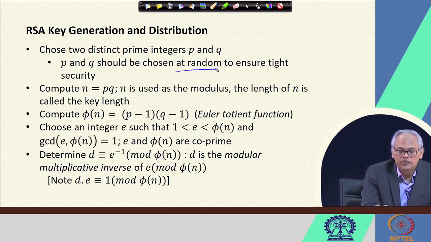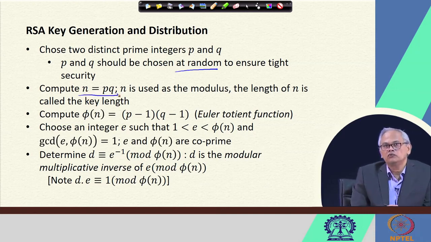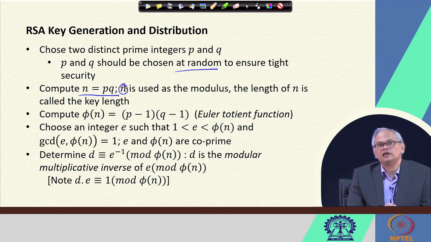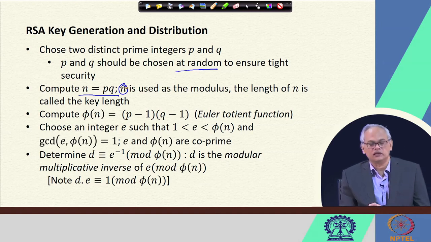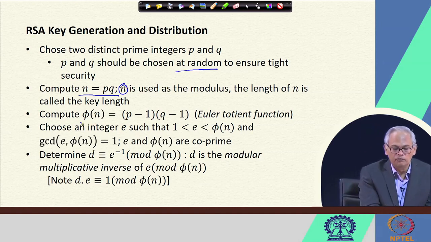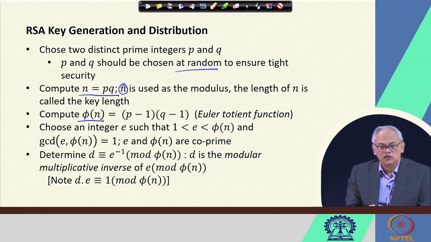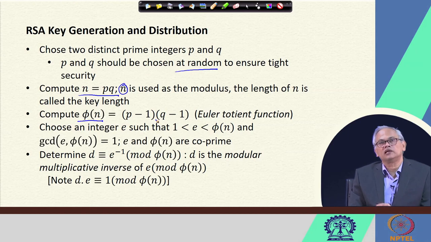Then the steps are easy. We compute n equal to p times q, where this n will be used as the modulus which we discussed in the last slide, and the length of n is called the key length. And then we compute phi n, the Euler's totient function, by computing p minus 1 multiplied by q minus 1, which is very easy.